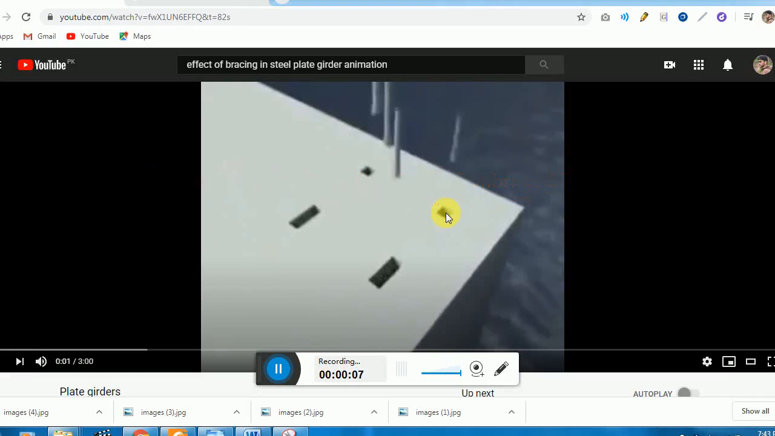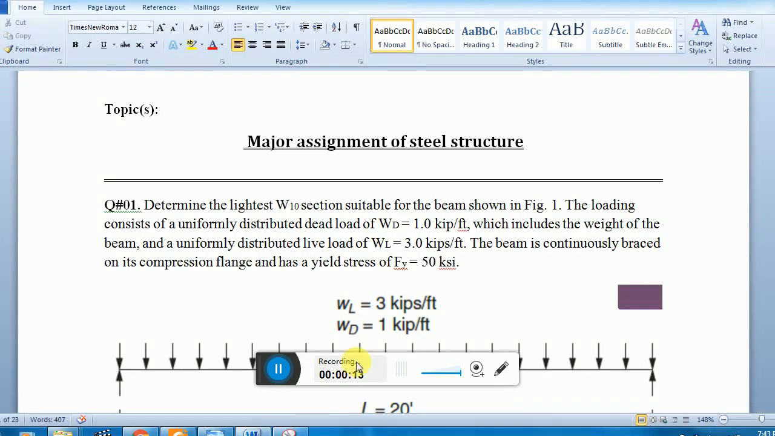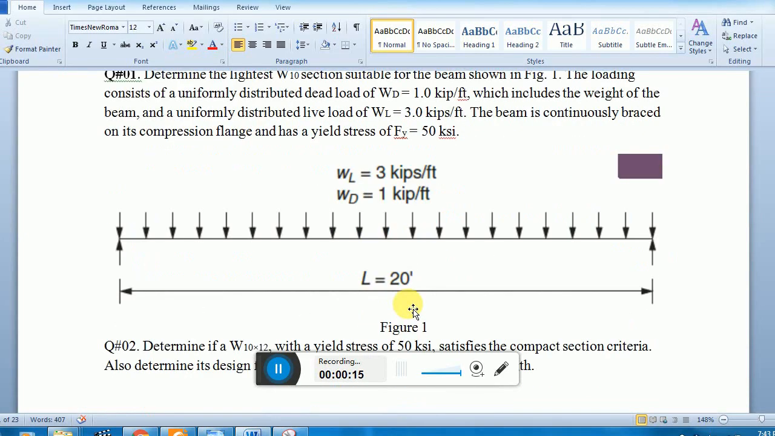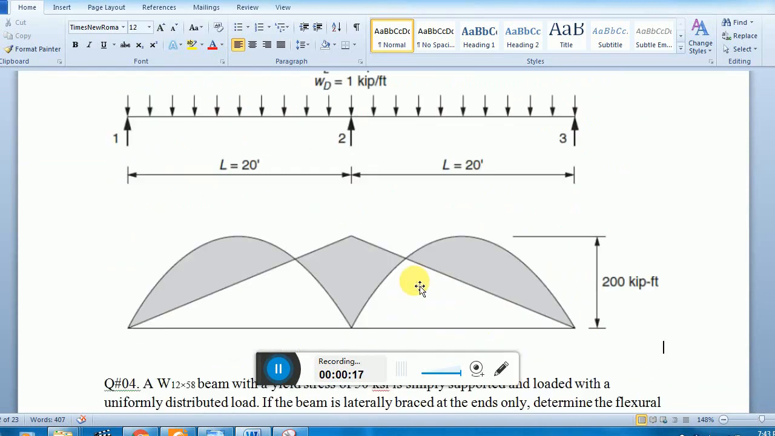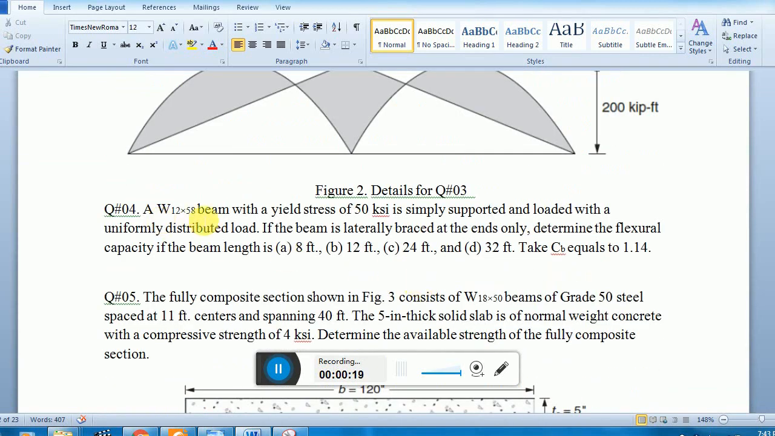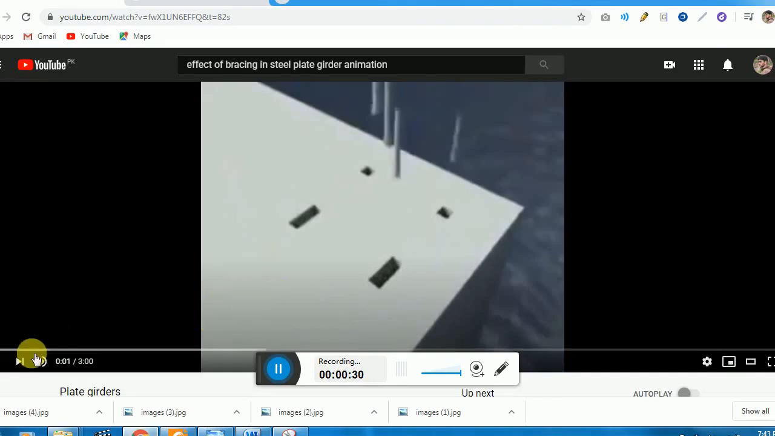Students, basically in this lecture we will talk about and solve a question that is related to the effect of bracing. So this is question number 4, and here you will understand what the effect of lateral bracing is. To start this question, let us watch this video.